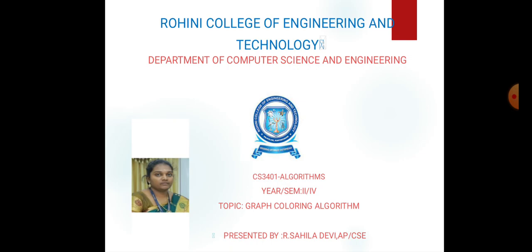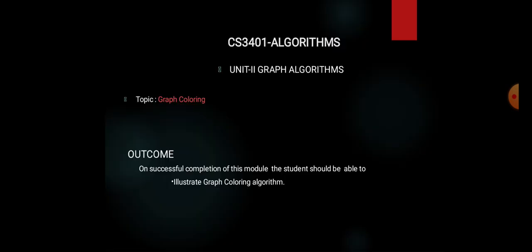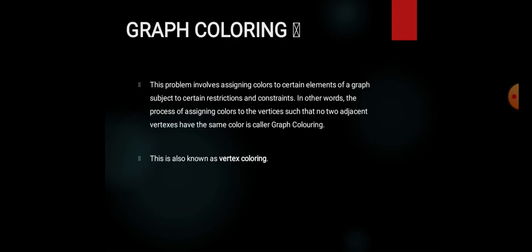Today we are going to discuss the subject CS3401 Algorithms. In this subject, today we are going to discuss the topic graph coloring algorithms. The outcome of learning this topic is, on successful completion of this module, the student should be able to illustrate the graph coloring algorithms. Next, we are going to discuss what is graph coloring.